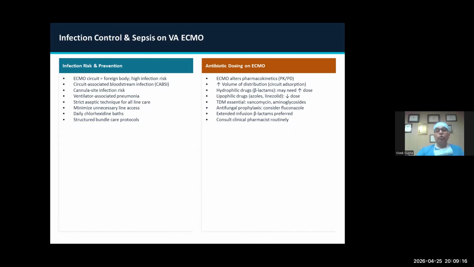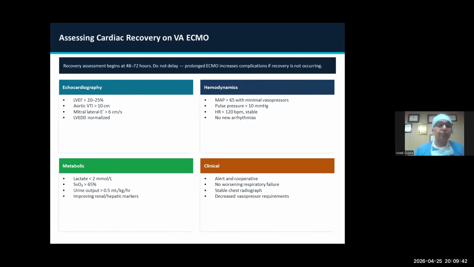So whenever you are using antibiotics, dosing is very, very important because the volume of distribution is very high in these patients. The patient is already having SIRS, maybe sepsis, and with the ECMO itself, the volume of distribution is high. So dose adjustment, higher doses may be required, especially for meropenem or other antibiotics. And it is preferable to have an extended infusion rather than giving a bolus dose.